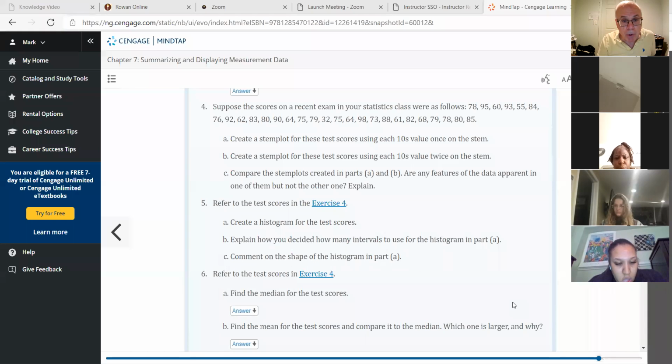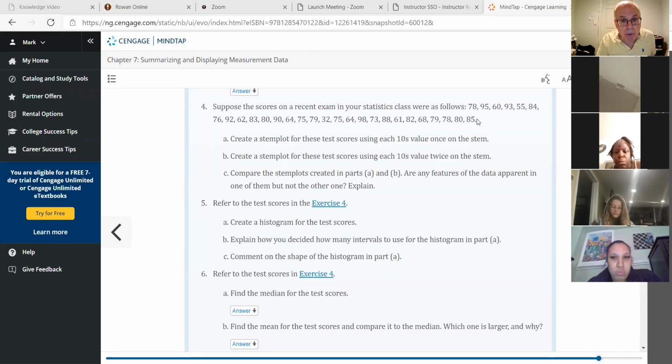It says, suppose the scores on a recent exam in your statistics class were as follows. So they gave a bunch of these scores, and I believe there's 28 of these scores altogether. It says to create a stem plot for these test scores using each tens value once on the stem.